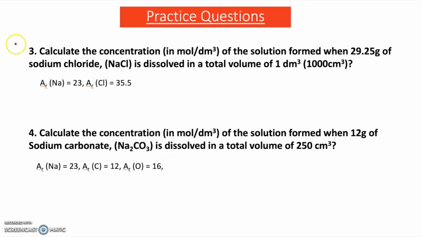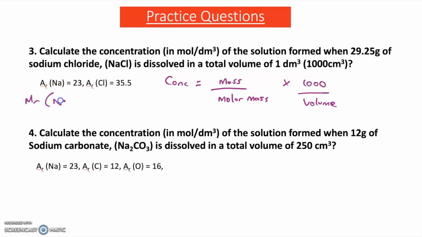So for question 3, we're asked to calculate the concentration in moles per decimeter cubed of the solution formed when 29.25 grams of sodium chloride, NaCl, is dissolved in a total volume of 1 decimeter cubed, and 1 decimeter cubed is equal to 1,000 centimeters cubed. So concentration is just moles in 1,000 centimeters cubed, moles in 1 decimeter cubed. So concentration is equal to mass divided by molar mass times 1,000 over volume.